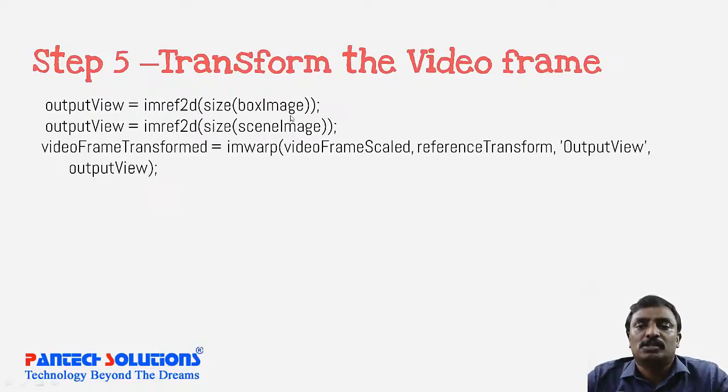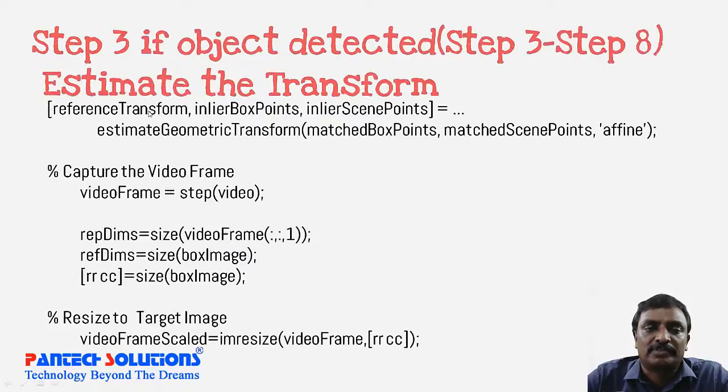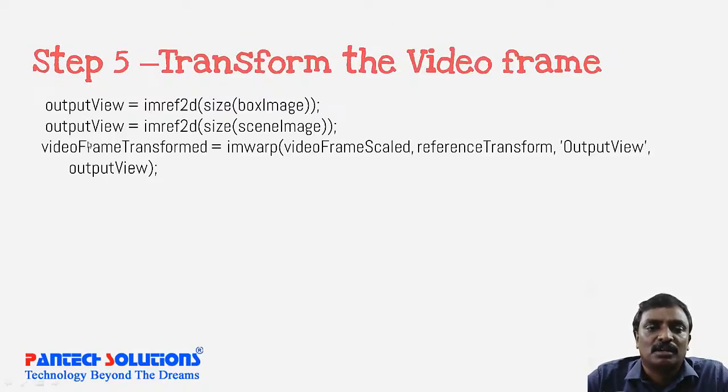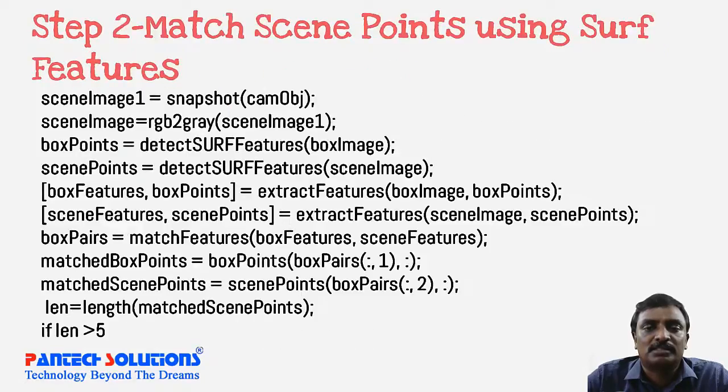Okay. Now transform the video frame. Once you find out the scale transform and the reference transform is there and the scale transform is here, now you have to transform this to this video frame. This is the video frame transform. Finally, you have to blend this video. You have to blend the video on the original scene. The scene image is nothing but the snapshot which you get from the camera. Okay, this is the scene image.